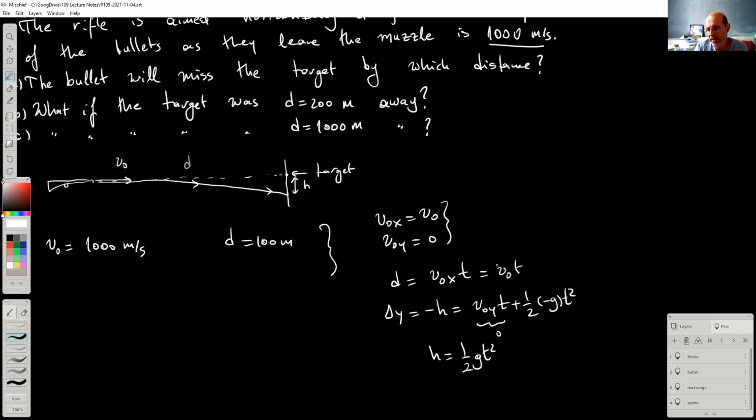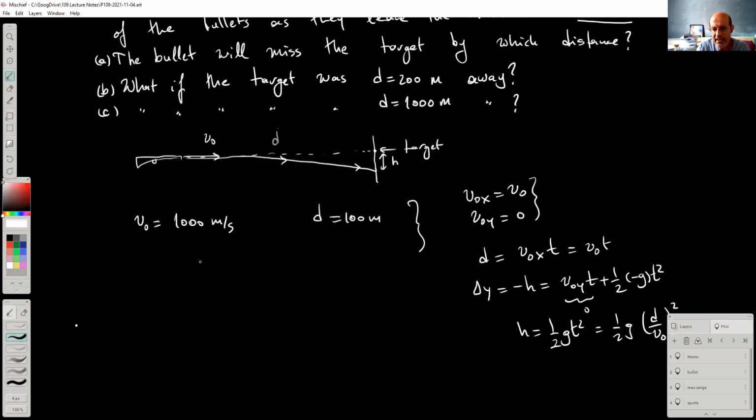So what we need to do, therefore, is to take the time from that distance. So that's 1/2 of g, and we have distance divided by V0, squared. I think the important point is that if the distance is doubled, for example, the time to reach the target is also doubled. And because of that, the distance fallen is quadrupled. So h depends quadratically on the distance of the target.